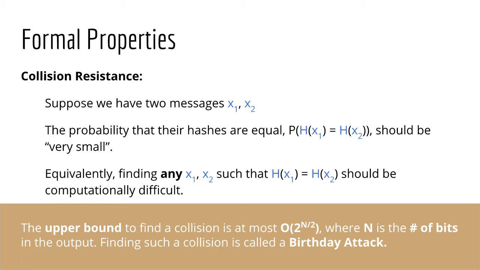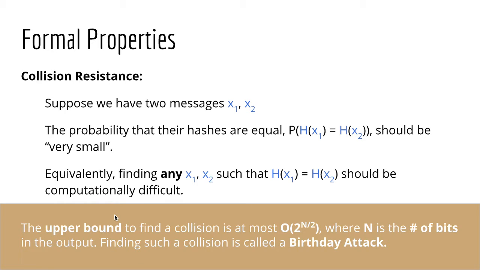And then finally, there's collision resistance. Essentially, this is saying that it should be impossible to find any two inputs that map to the same output. In our notation, there are two ways of framing this. The first is that if you have two messages, or two inputs, x1 and x2, the probability that their hashes are the same should be very small, and uniformly small across all of the input pairs. Or, equivalently, finding any two inputs that map to the same hash output should be computationally difficult.